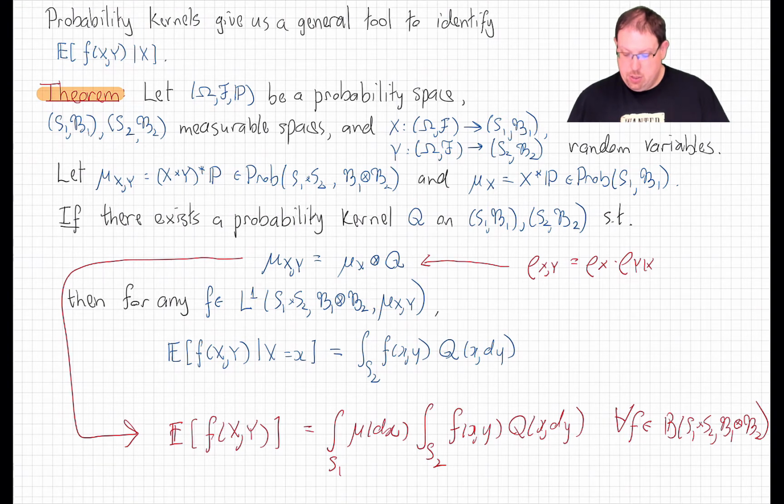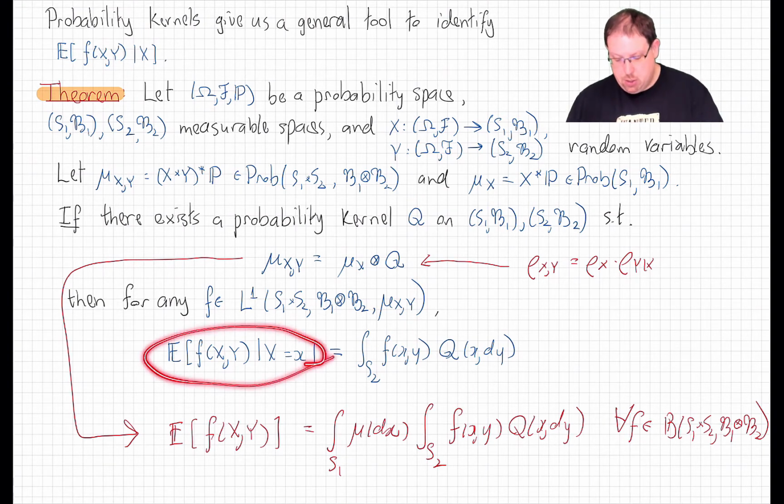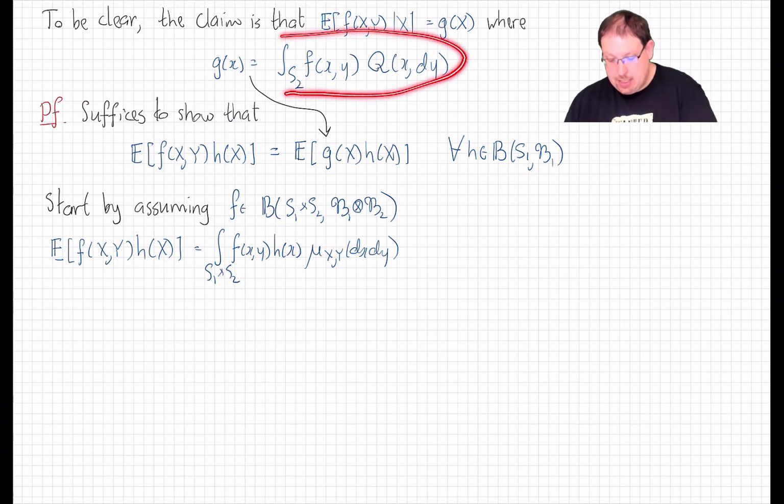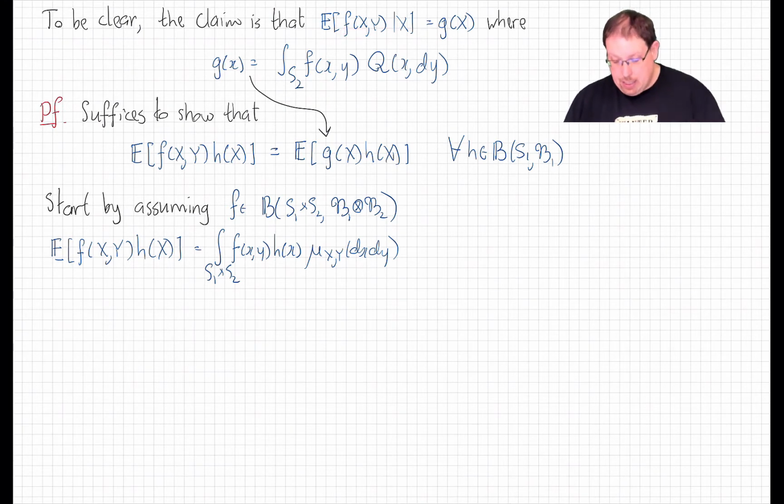And again, just to remind ourselves what this notation actually means, since it usually is not literally conditional expectation on this event, what we're saying is that the conditional expectation of f at X and Y given X, this random variable which is measurable with respect to X and therefore is a function of X, is given by the function g, which is exactly this integral of the function f of two variables against the probability kernel Q.